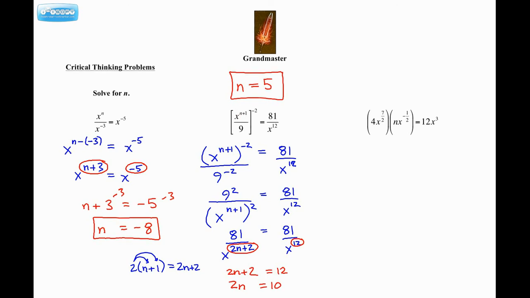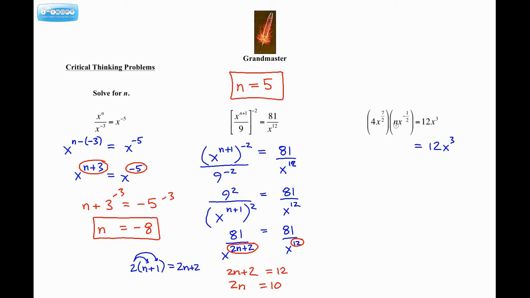Example 3. I have 4x to the power of 7 over 2 times nx to the power of negative 1/2, and that we are told is equal to 12x cubed. Solve for n. Well, notice that n is not part of an exponent as it was in these two examples. It's down here. But again, our right-hand side looks pretty simple, so I'm just going to work with that and try and tidy up the left side. Just try and simplify it as best we can.